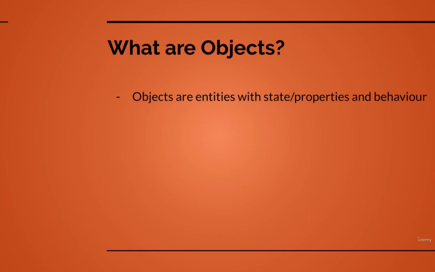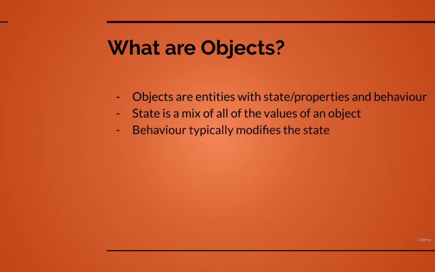Objects are just entities in our code with state or properties and behavior. Now that doesn't really mean a whole lot to us, but think about state as being a mix of all of the values of an object that kind of describe the object, and then behavior being typically to modify the state in some way. Now, I've been using the example of games throughout our tutorial series, and I think that's really relevant now. Think about, for example, a character within a video game.